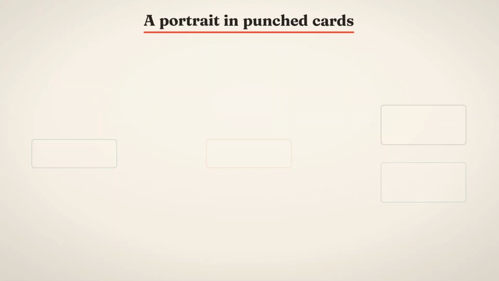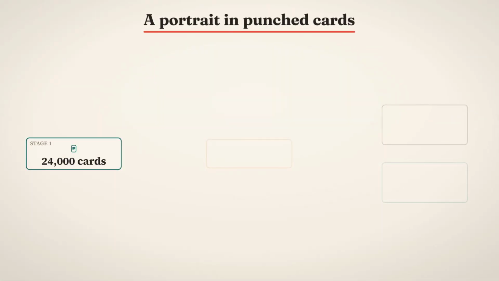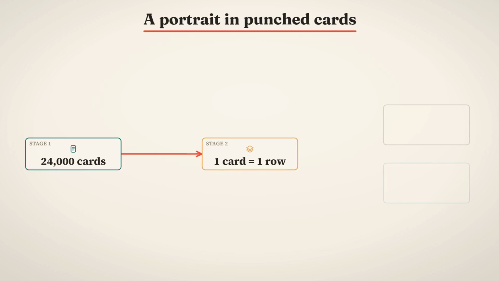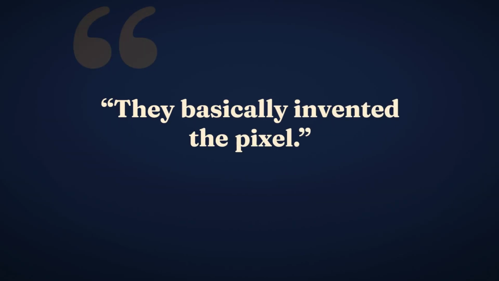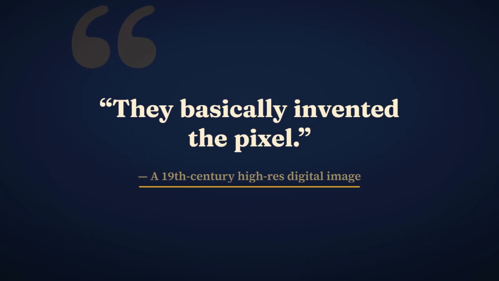Okay, here's where it gets really interesting. Let me wrap my head around that. A portrait made of 24,000 cards. So each card is a row, and a hole either drops black silk or leaves it white. Exactly. They basically invented the pixel. I mean, that is a 19th century high-res digital image.